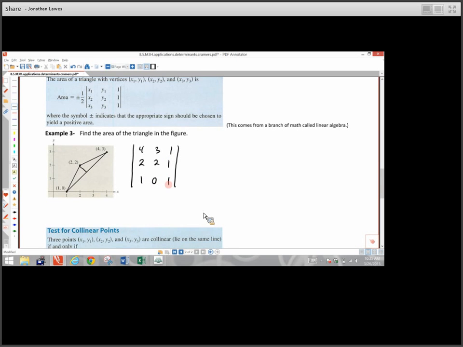Does it matter where the points go? No, that's the cool thing. So if I wanted to start at the bottom and put the 1, 0, 1 at the top, and then the 2, 2 here, and the 4, 3 at the bottom, the only thing that's going to happen when you switch the order, switch the rows, is it's going to change the sign of the answer. That's it. It's going to be the same number. It's just going to be a different sign.